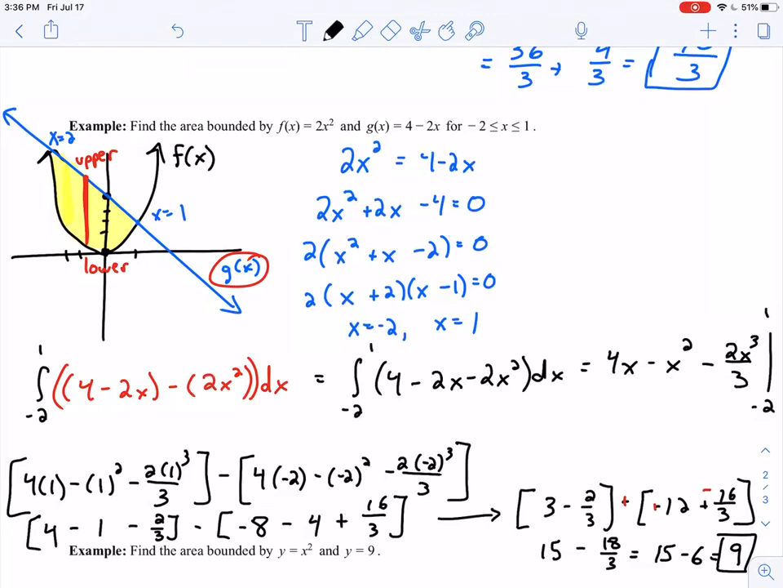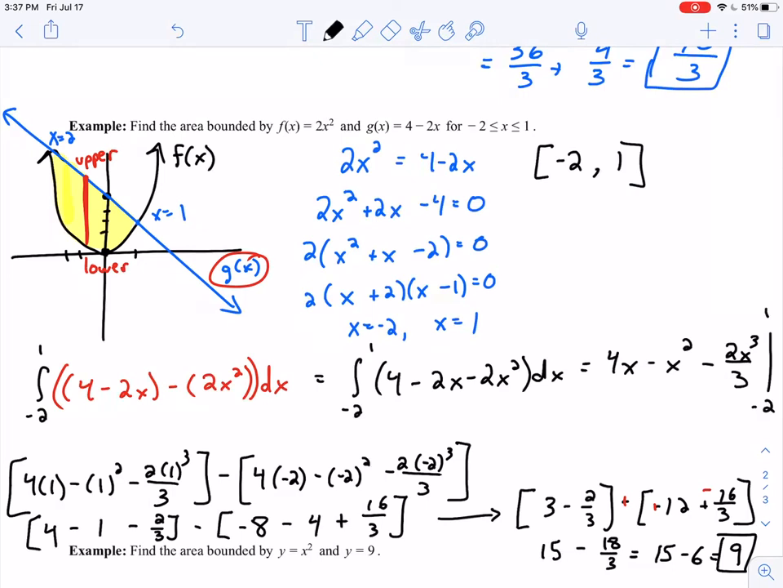So a lot of work, I think, went into setting this up. We had to make sure that we didn't have a point of intersection within our interval. That was the first thing that we did. Actually, excuse me, that was the second thing we did. The first thing that we did was actually graph the two functions together. So we graphed the two functions. We verified that the points of intersection were either on the endpoints like they are here, or if they're outside of that interval. If they're outside of negative 2 to positive 1, then we don't have anything to worry about.